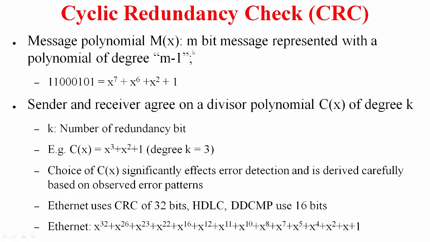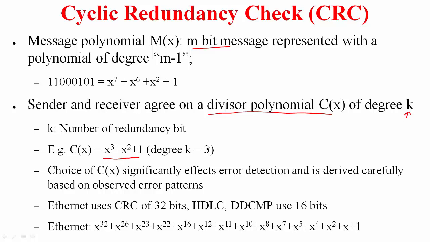So in CRC, an m-bit message is represented by this polynomial. We already saw this before. The sender and receiver agree on what is called a divisor polynomial. Now this divisor polynomial has a degree k, which is equal to the number of redundant bits that you are going to add. For example, this is an example of a divisor polynomial.